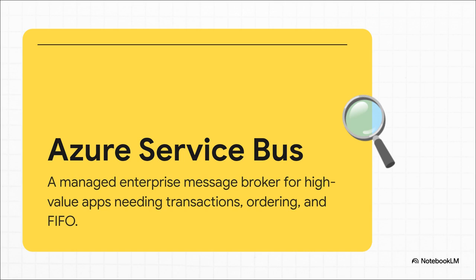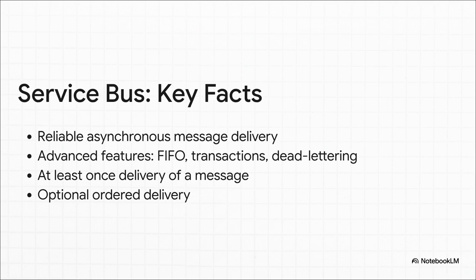So if we've had the flare gun and the fire hose, this is your armored courier. This is the service you turn to when a message absolutely, positively cannot be lost or handled out of order. We're talking about your most critical, high-value business operations. This is where you get the really heavy-duty, enterprise-grade features.